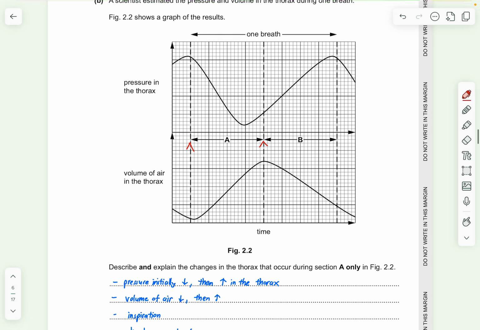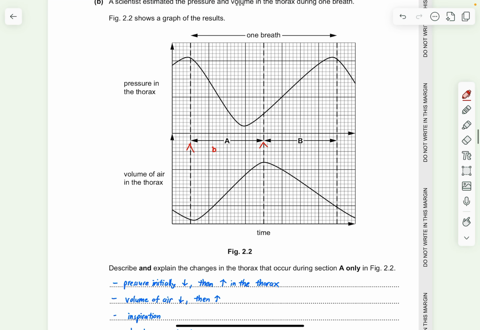So the whole process in A shows that the lungs are actually undergoing the breathing in process, known as inspiration. Okay, and B, of course, will be expiration because it returns back to normal already. Okay.